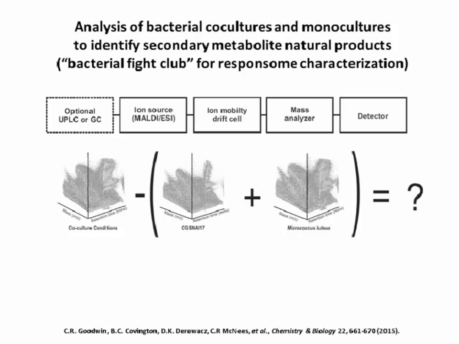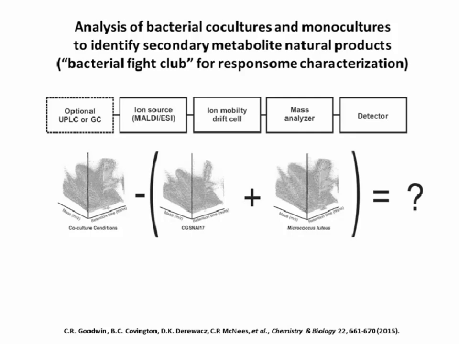So one of the approaches that we did is we said, well, since we can use these machine learning algorithms, maybe what we can do is we can try to map out specifically what are the new molecules that are expressed when two monocultures are subsequently co-cultured.